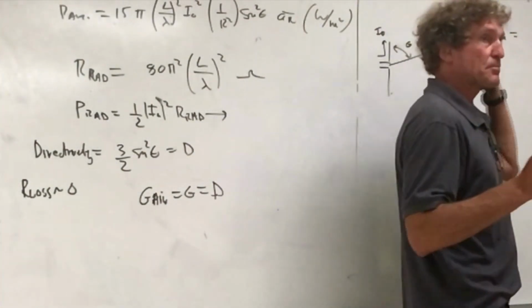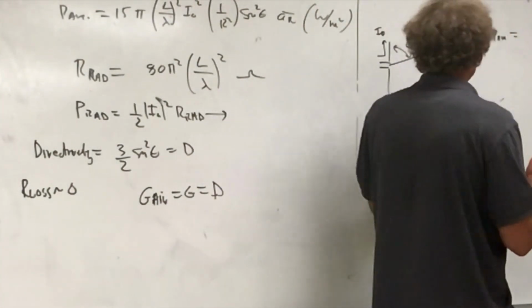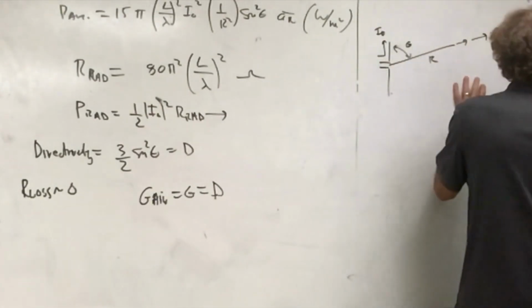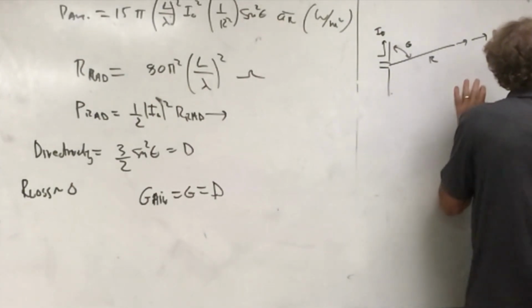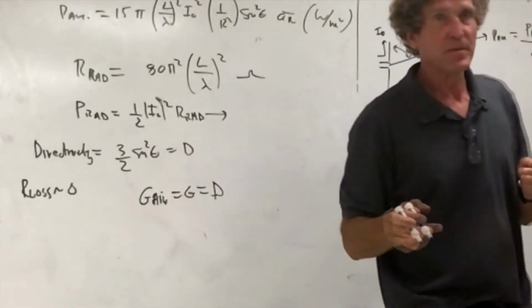So to get the average power density at a given radius R for a given angle theta, we take the total power radiated and divide it by 4 pi R squared. I'm really big on this. What does that tell you?